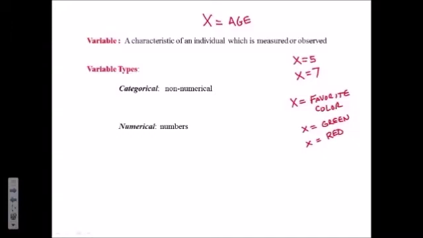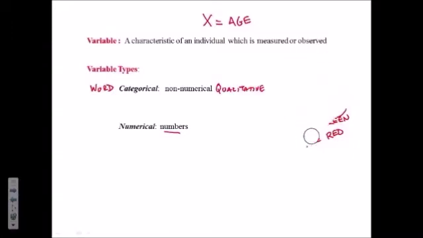Now, variables come in two types. They're numbers or words. So, categorical variable type is a word, and it also could be a number. Also, words are called qualitative variable type, and numbers, the number type, is also called quantitative. So we have two variable types.